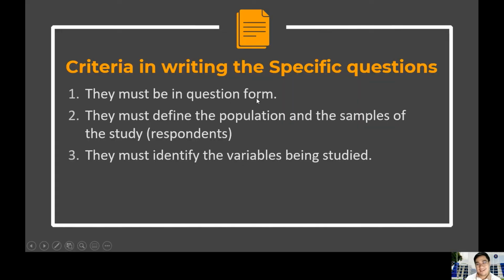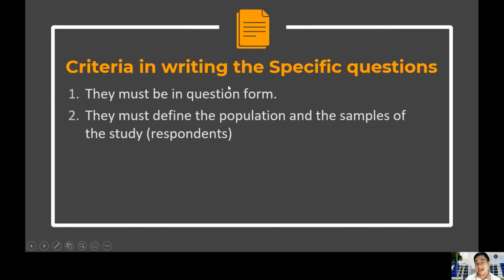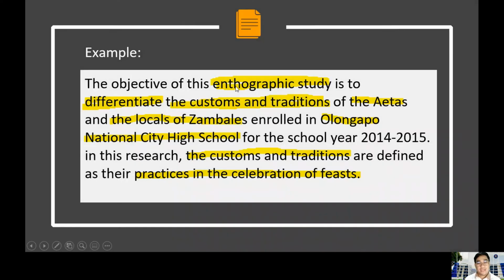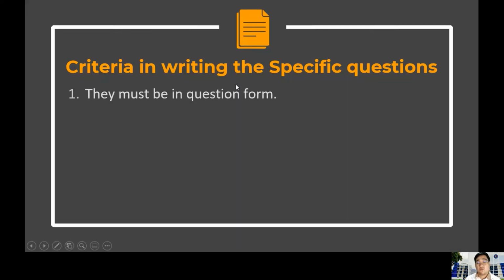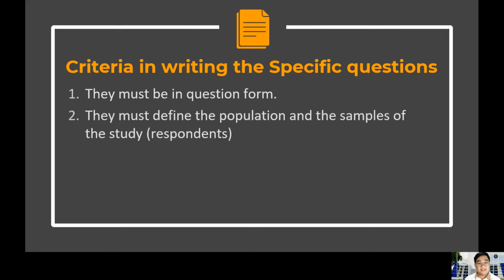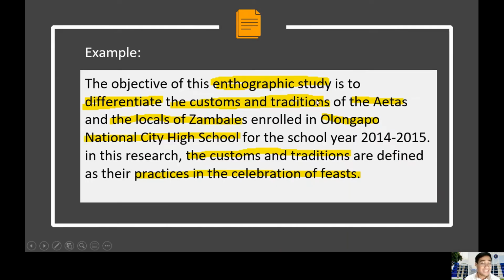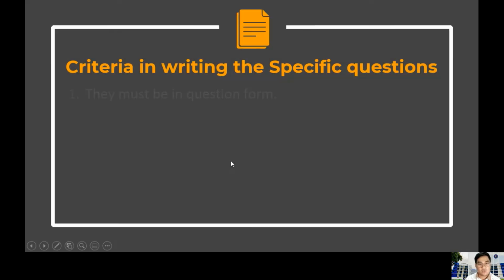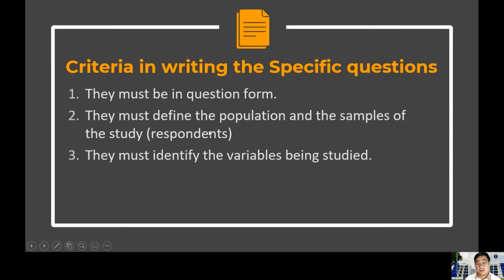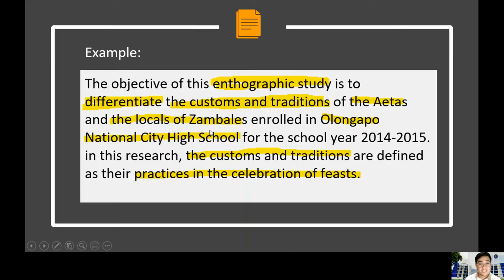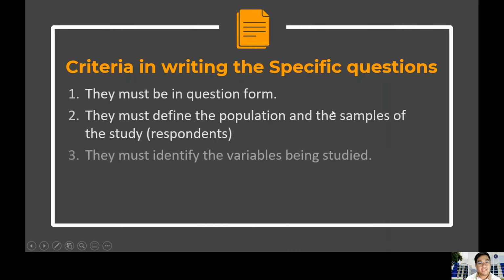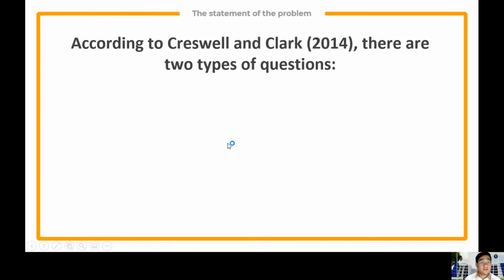With the criteria in writing the specific question, let's go back to our sample. The first one, they must be in question form. Next, they must define the population of the sample of the study. From this one, the respondents are the Ata and the locals of Zambales who are enrolled in Olongapo National City High School. And lastly, they must identify the variables being studied. Their variables are the customs and traditions.